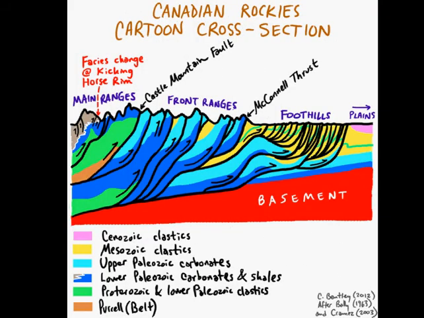If we look on a cross-section of the Rocky Mountains, just north of Mount Kidd, we see the McConnell thrust, and it separates the foothills from the front ranges. To the east of the McConnell thrust, or south of there to the east of the Lewis thrust, we have the foothills. To the west, we have the front ranges. Castle Mountain thrust fault separates the front ranges from the main ranges.